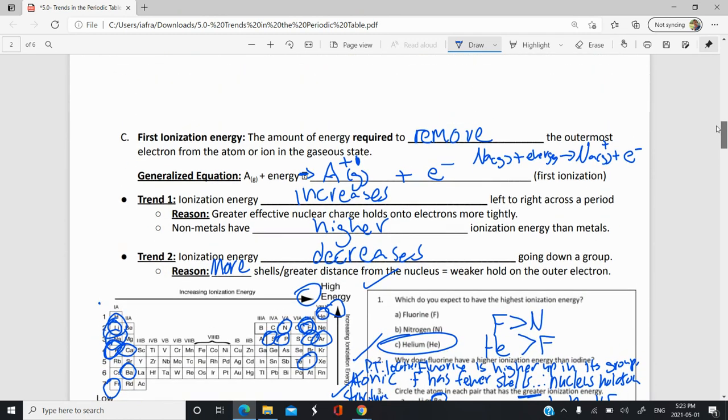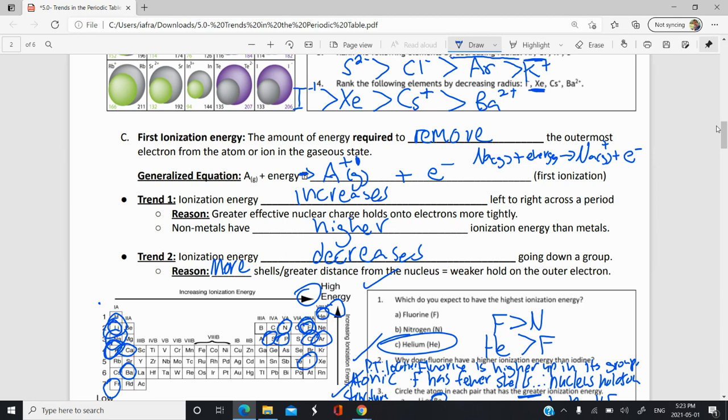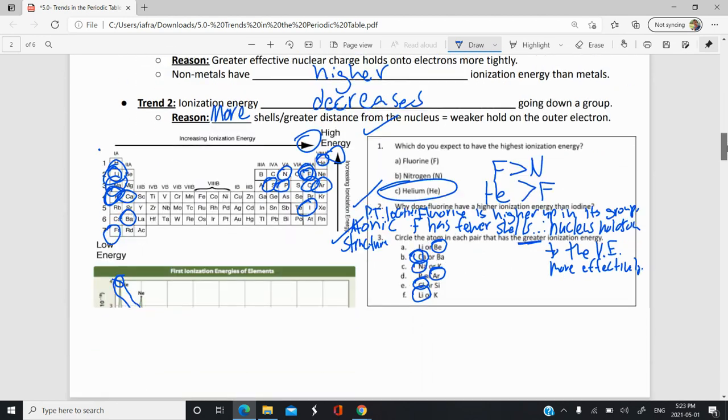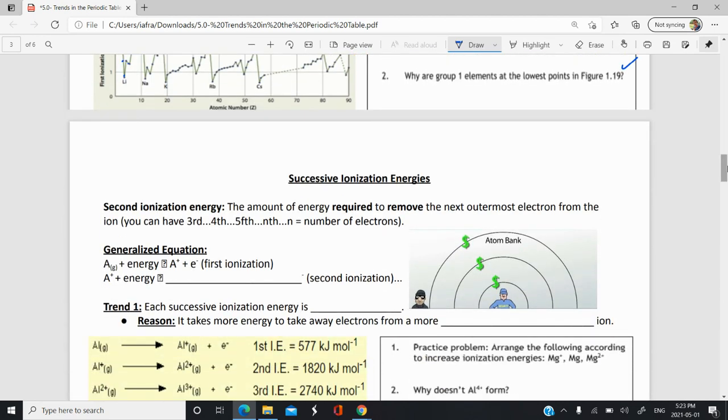So the first ionization energy was removing that first outer electron, but there's more electrons you can remove. If you put in more energy, you can rip away more electrons. And so those would be called successive ionization energies, being able to remove the other electrons, the ones that come next. So, for example, the second ionization energy is the amount of energy needed to remove the next outermost electron from the ion. So you'll remove the first one, and then remove another one after that, and remove another, and another, and another. And so you can have ionization energies for as many electrons as are present. So you can have a third, fourth, fifth, nth, where n is the number of electrons.